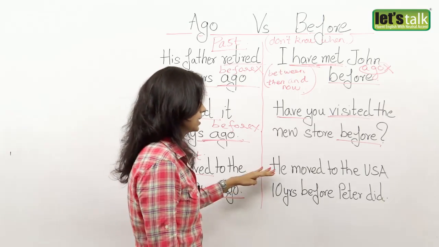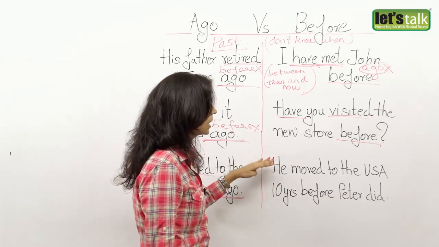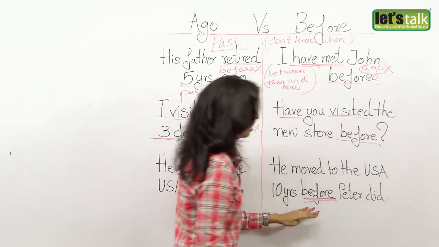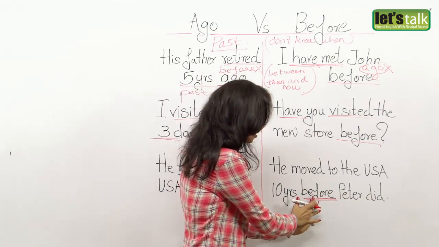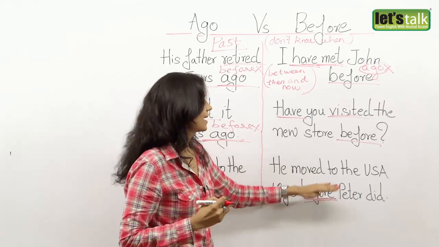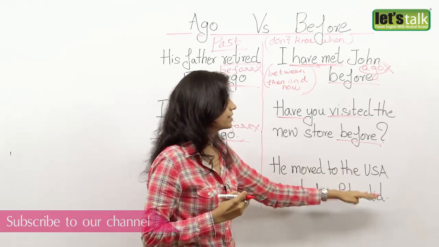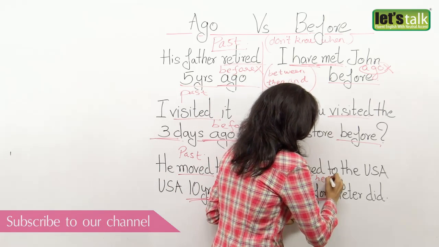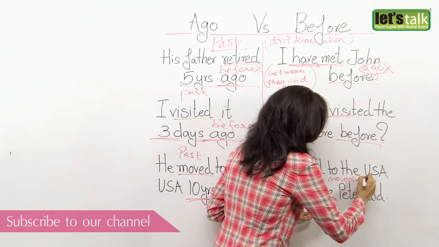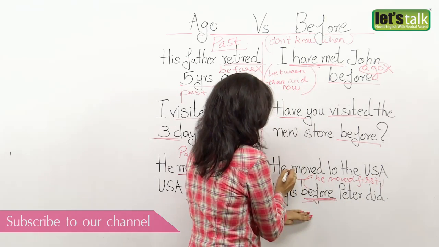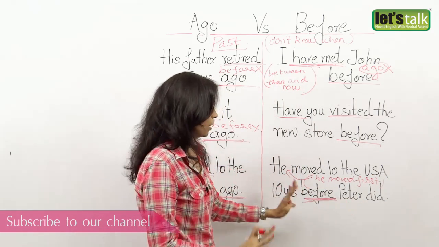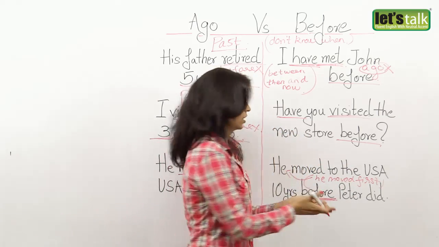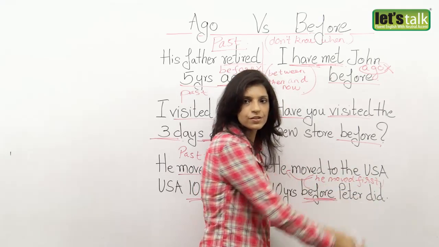Alright, now let's look at a sentence using before. He moved to the USA 10 years before Peter did. Now here I am using before to indicate that he moved first and then Peter moved in later. So I am not mentioning when he moved, I am just saying 10 years before to indicate that he moved first and then Peter joined in.